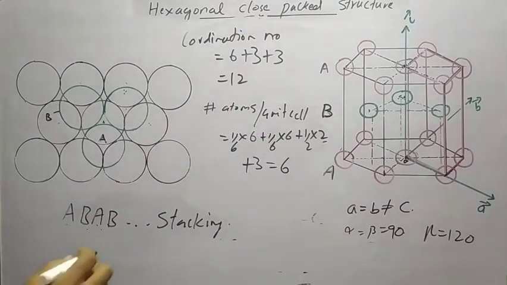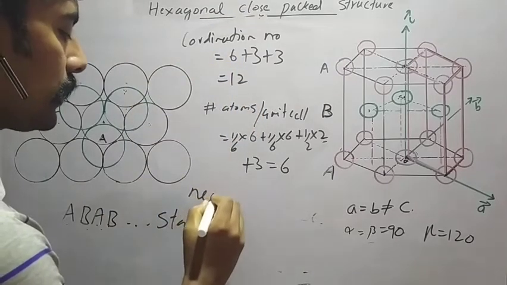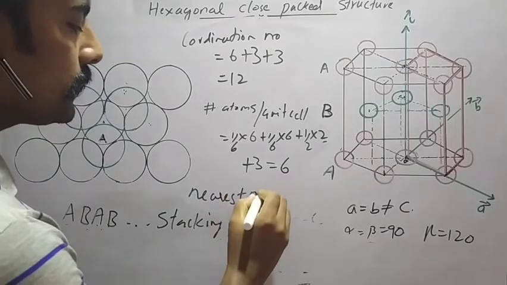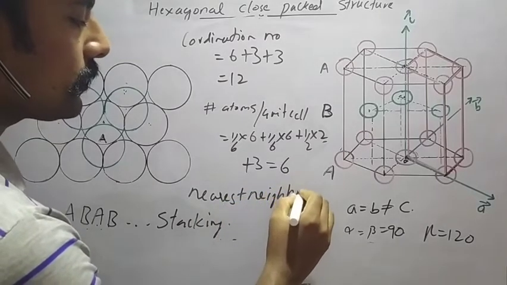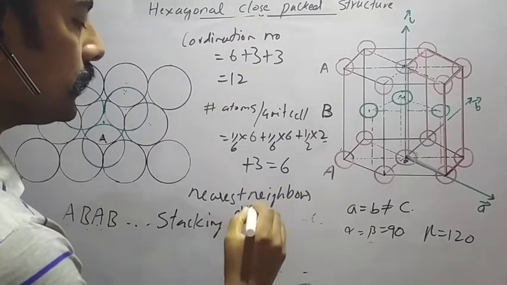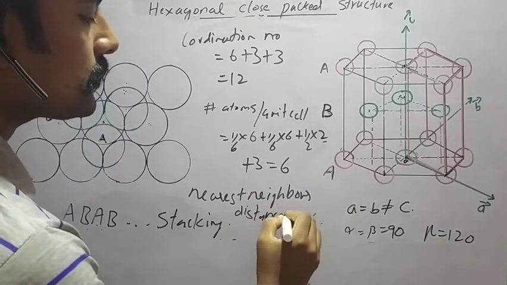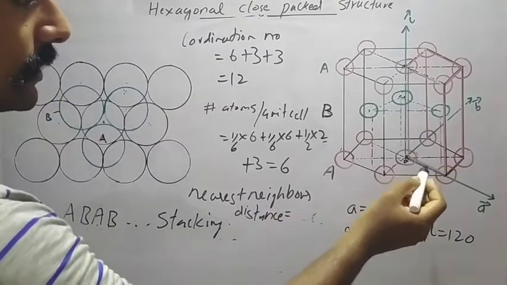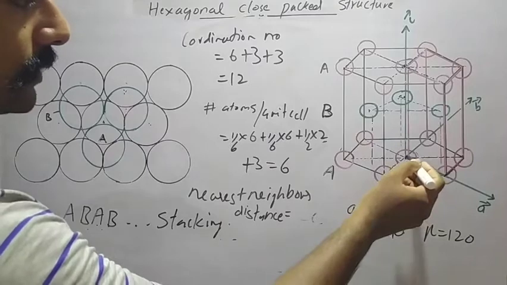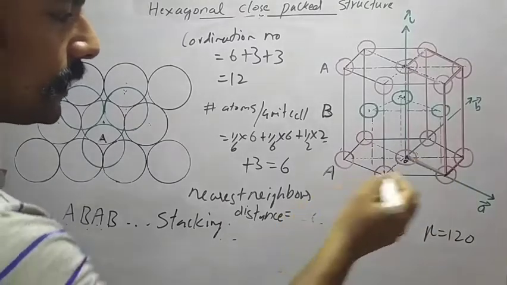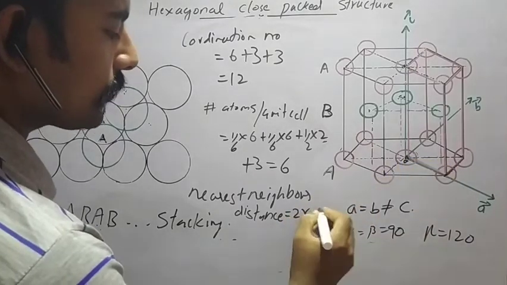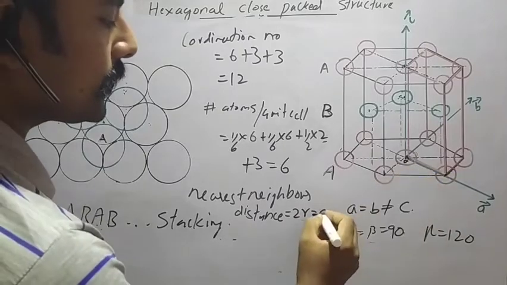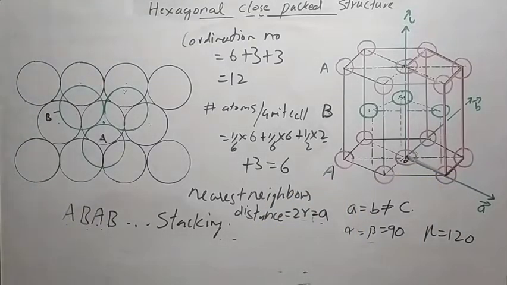The number of nearest neighbors is the coordination number, and that is equal to 12. And the nearest neighbor distance is equal to, these are the nearest neighbors. These two atoms are nearest neighbors. So the distance R is equal to the lattice parameter A. Okay. So the nearest neighbor distance is equal to A.